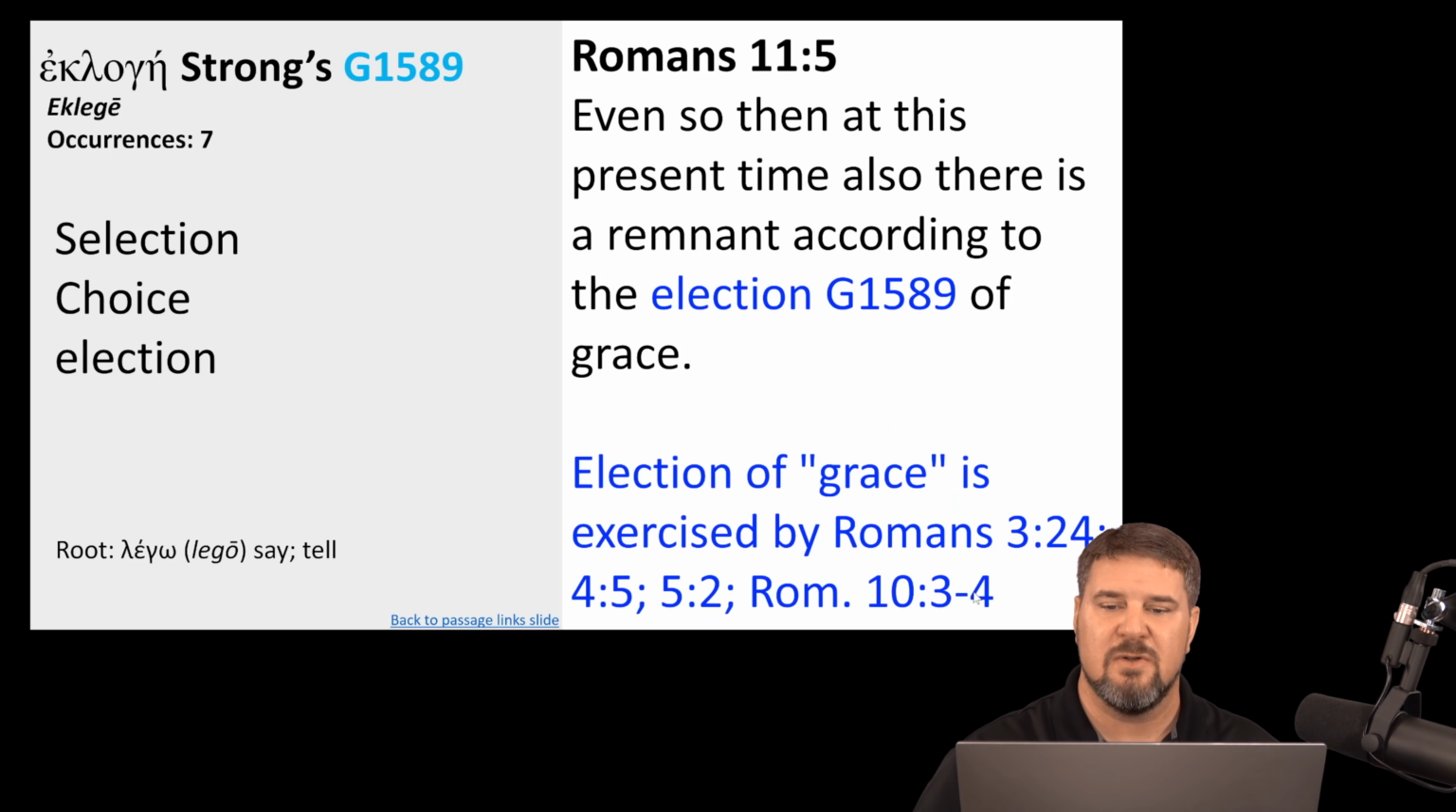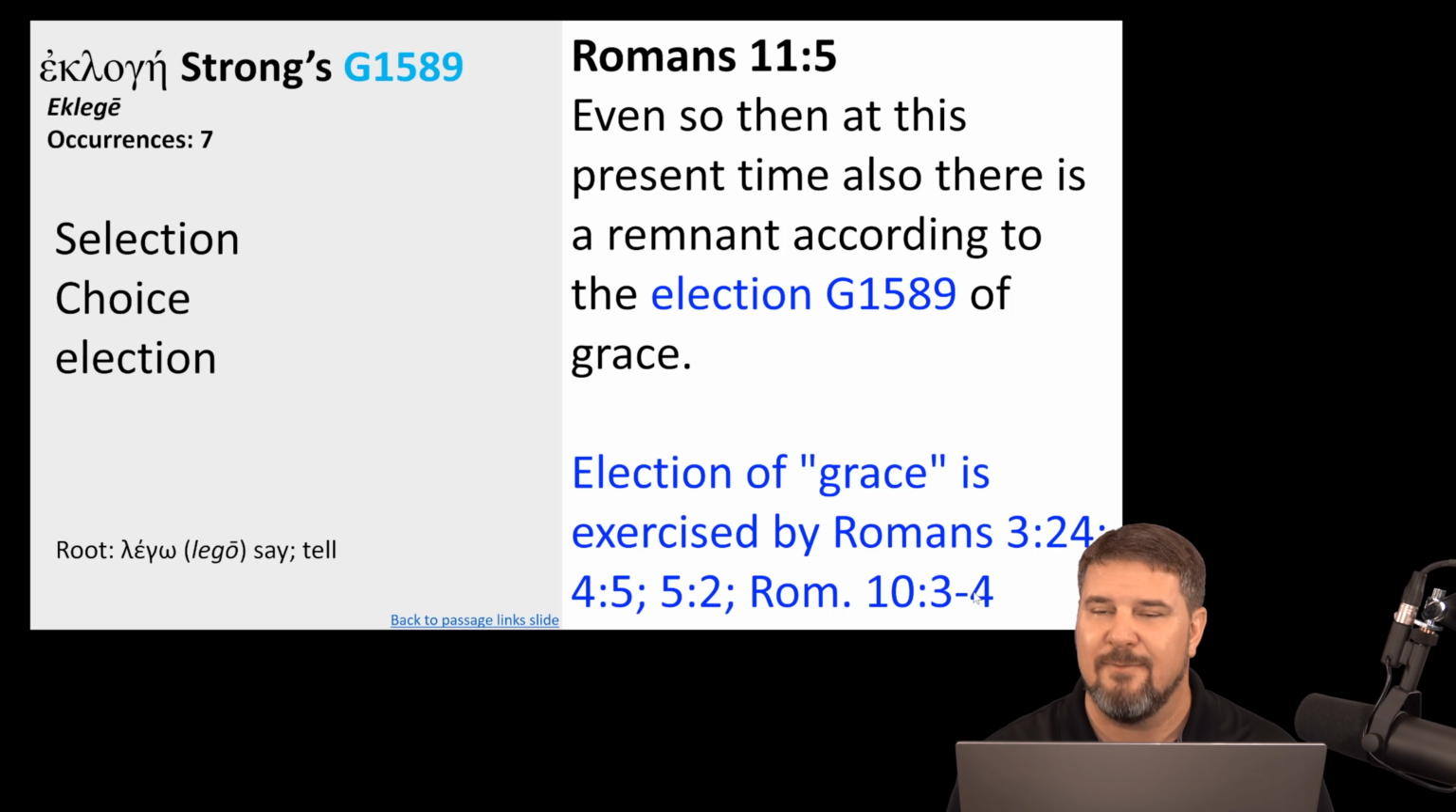Romans 11:5, even so then at this present time there is also a remnant according to the election of grace. Now the election of grace is exercised by Romans 3:24, 4:5, 5:2, and Romans 10:3-4. It is, instead of God electing Israel as God's chosen people, the only ones that are saved, where you have to be a proselyte to Judaism in order to be saved, be circumcised and keep the law of Moses. Here, the election of grace is God opening up the doors and not requiring that anymore. That is the election of grace.